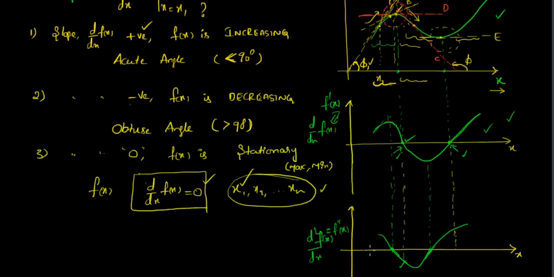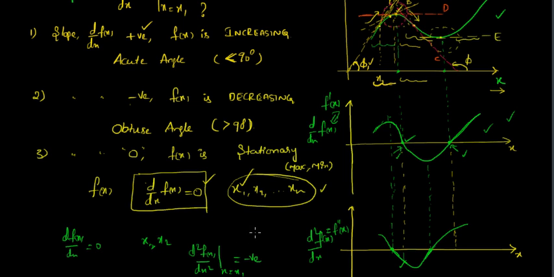So if we summarize, suppose we have df of x by dx equals 0. We got x1 and x2. Now if we take d square f of x by dx square, substitute x equals x1, and if this value is negative, we can say the function is maximum at x1. We'll summarize it anyway.